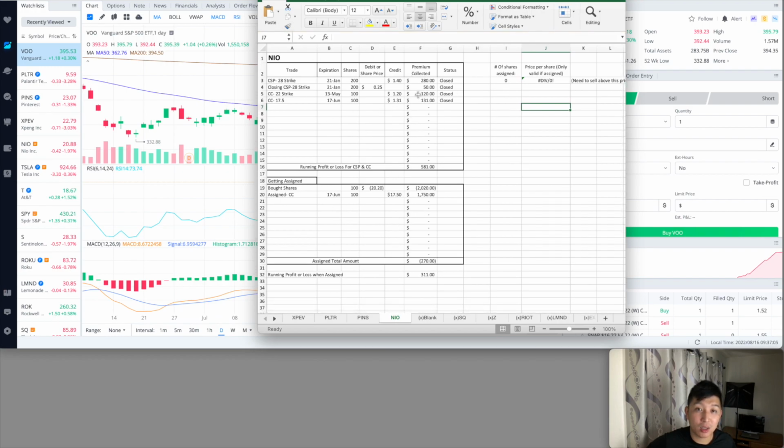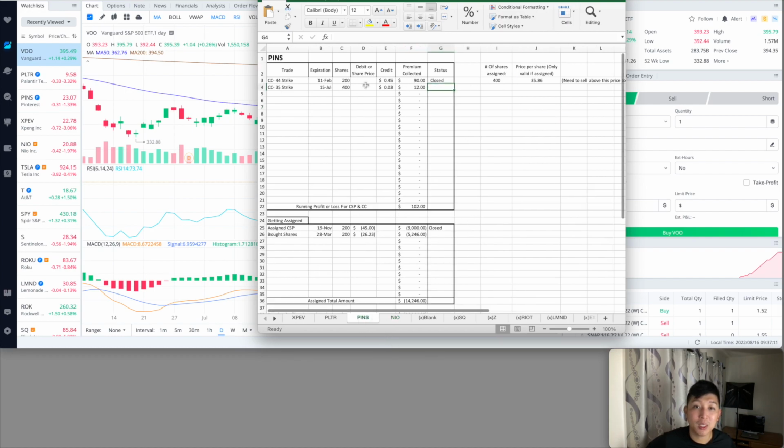Currently have NIO. NIO, I closed everything out since June, actually. So NIO is just sitting standstill as of now. Pinterest, I am down on paper. That's a lot, but not an actual loss, and I haven't recognized any loss though. So right now I'm going to just go ahead and close this one out because it expired on July 15th. My cost basis is $35.36, and I have 400 shares.